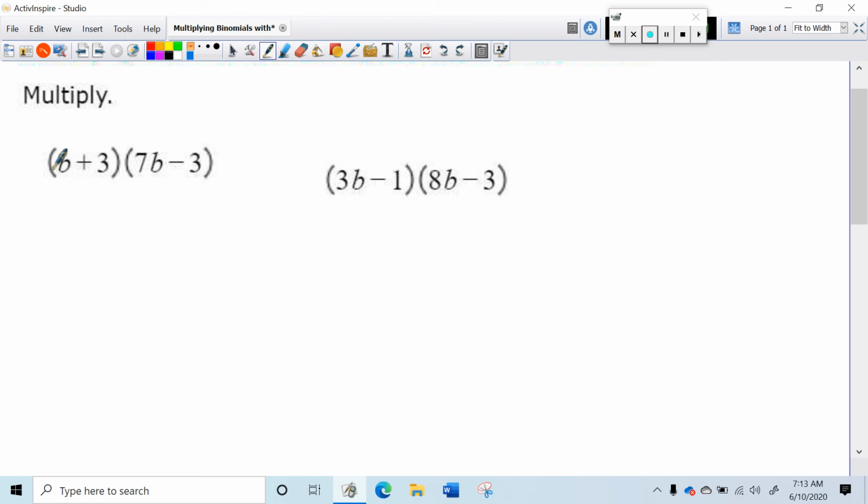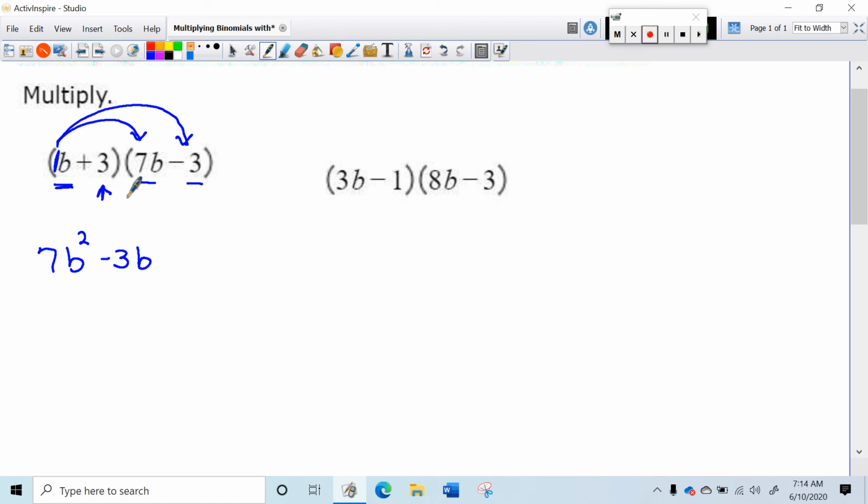For the first set of parentheses, if there's nothing in front of a variable, it's assumed to be a 1. So I'm going to take this 1b and multiply it with everything inside the next parentheses. Multiply the numbers: 1 times 7 is 7, and total up the letters. 1b here, 1b here, that's 2 b's, so b squared. Then I distribute it to the next number in the next parentheses. 1 times negative 3 is negative 3, and I just have a b there. That takes care of that one.